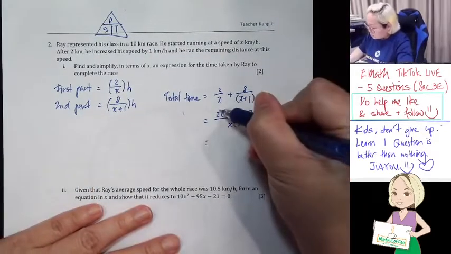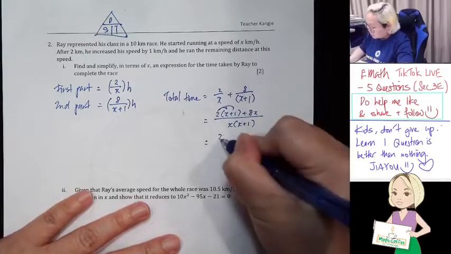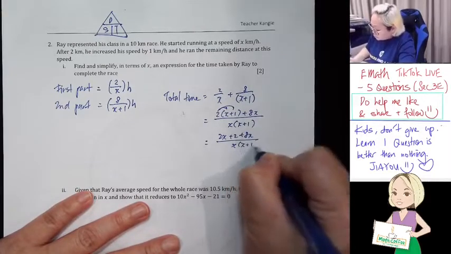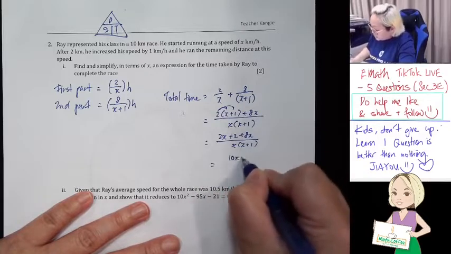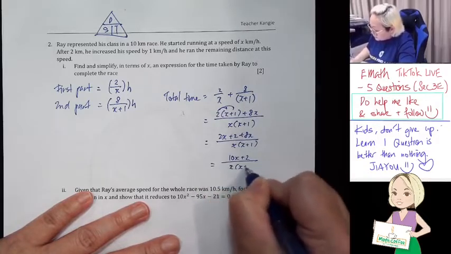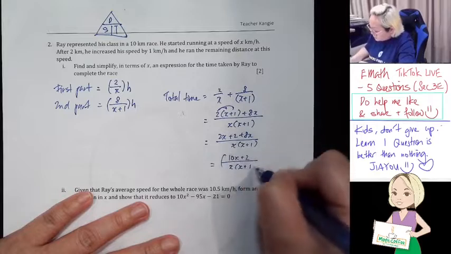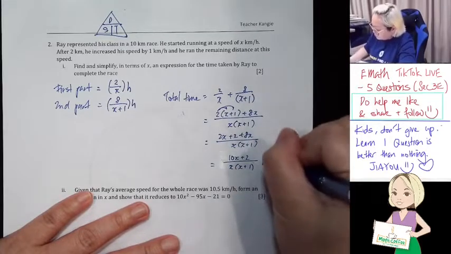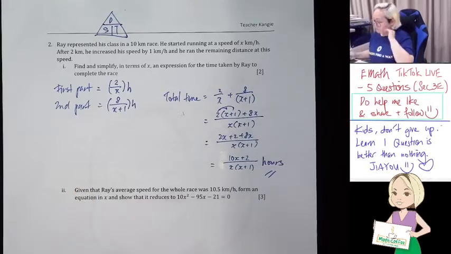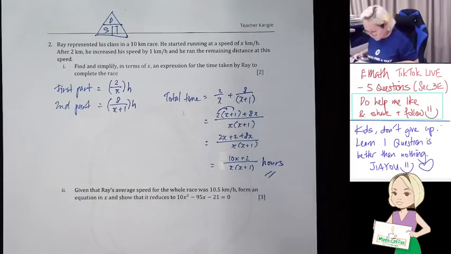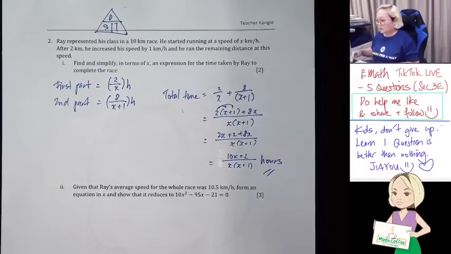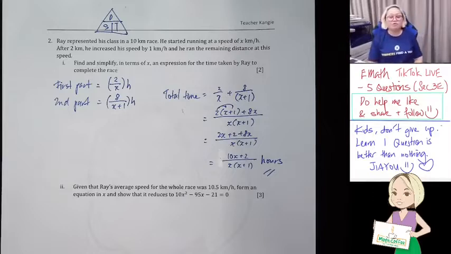Then I'm supposed to rainbow, rainbow here, rainbow here. So it will be 2x plus 2 plus 8x over x plus 1. And I get 10x plus 2 over x and x plus 1. Bracket it up. Done. 2 marks. This is Sec 3 Express. Hey, look at my topic at the side. I write 5 question EMath Sec 3E.